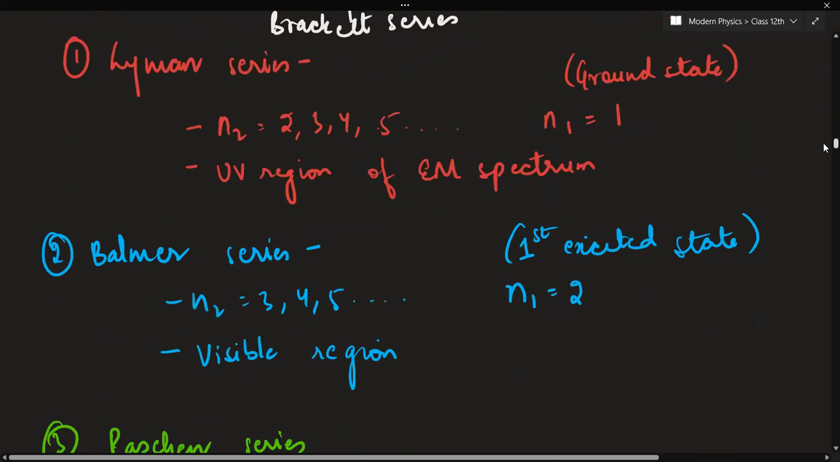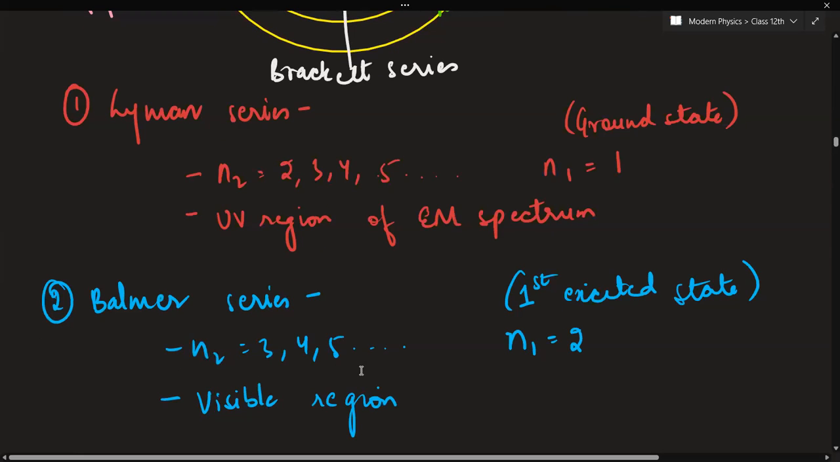Now, the second one was the Balmer series. So N2 will be 3, 4, 5, any value, but the final one, 2, is fixed. Oh yes, one more thing, class. For the Lyman series, the wavelength and frequency match the ultraviolet radiation of the electromagnetic spectrum. Whereas for the Balmer series, it lies in the visible region. Just remember this for Lyman and Balmer, because for the other three, everything is infrared radiation, so that will become easier to learn. So the UV region is for the Lyman series, and for the Balmer series, you have the visible region.